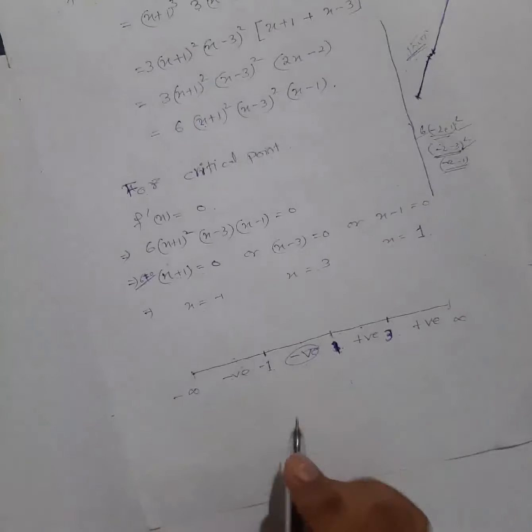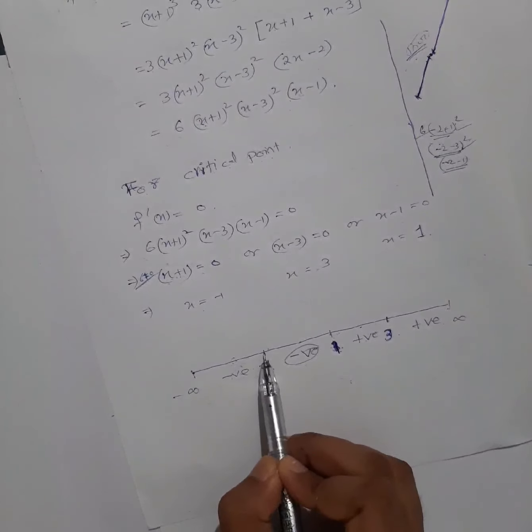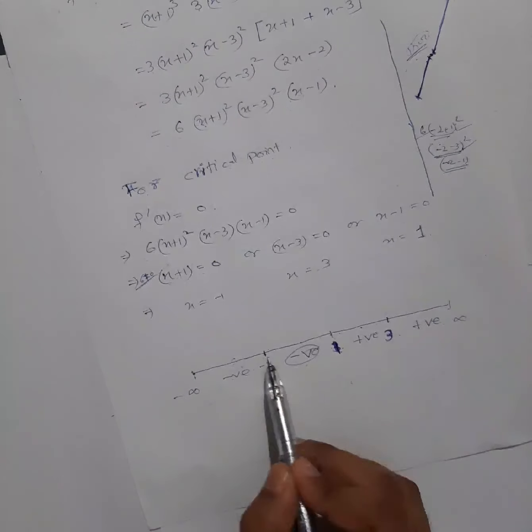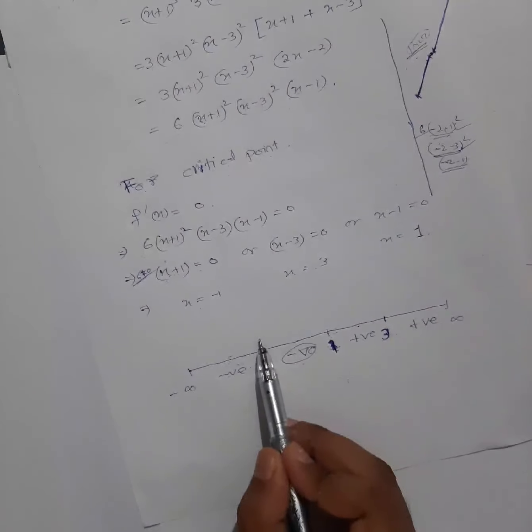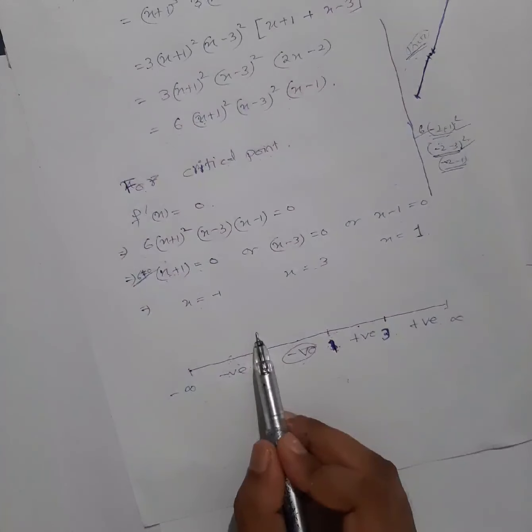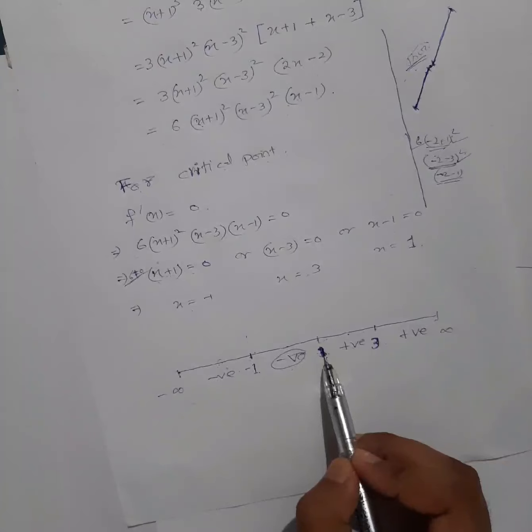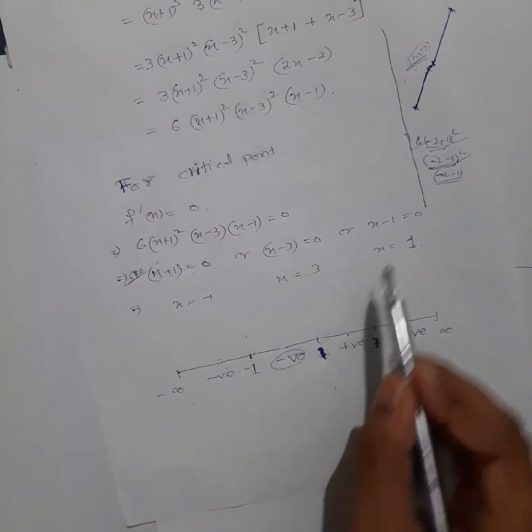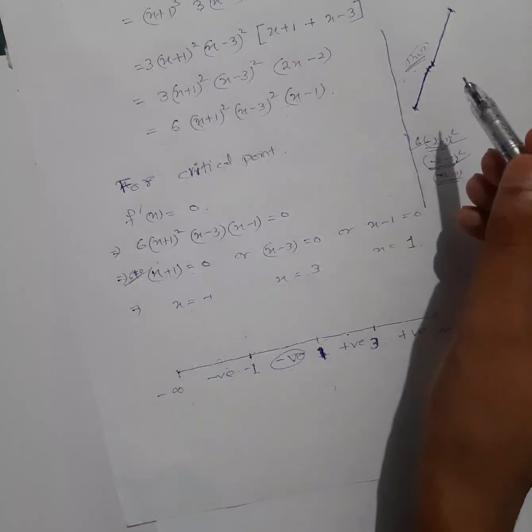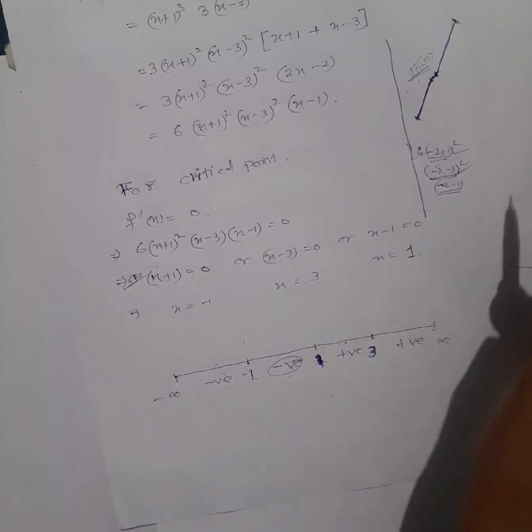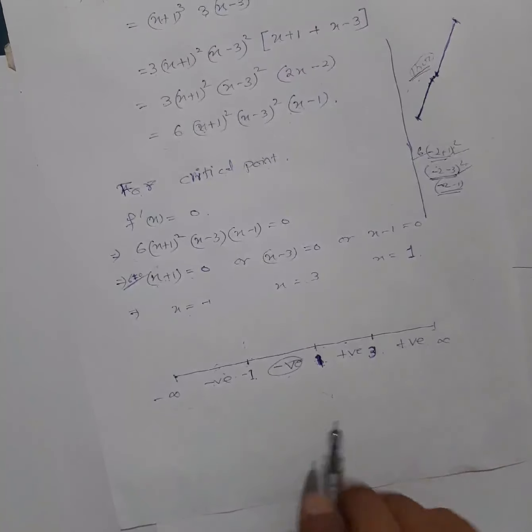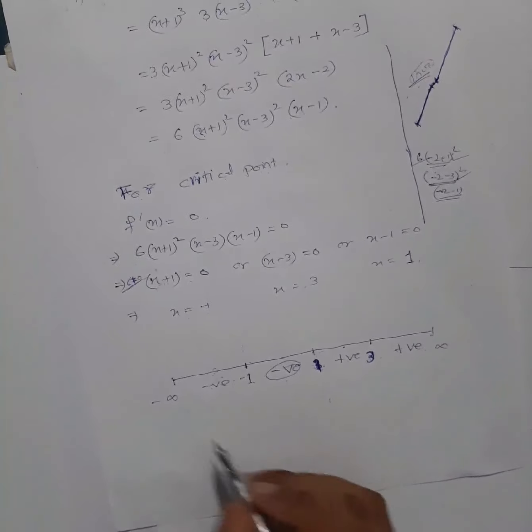So from this I can make an idea. Minus infinity to minus 1, it will be decreasing. Minus 1 to 1, again it will be decreasing. At minus 1 it will be neutral, for the time being. Then from 1 to 3, positive, meaning increasing. It will go from left to right, upward. Then 3 to infinity, again it will go upward. I will show you the graph also. Let me write down first.